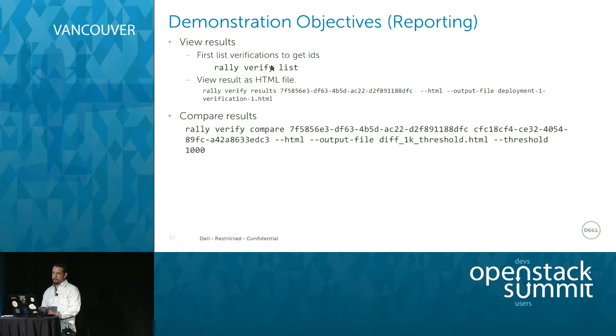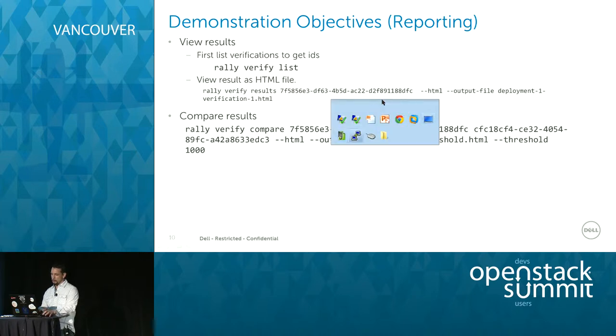Next, let's talk about reporting. Once Tempest is complete, you can do a rally verify list. It'll show you a list of all of the verifications you've run. In this case, I ran two, one against each of my deployments. And then you can view them as an HTML file if you like. So you run rally verify results, the ID of the result that you have, specify HTML as the format and the file you want to pipe it to, and you'll end up with something like this.